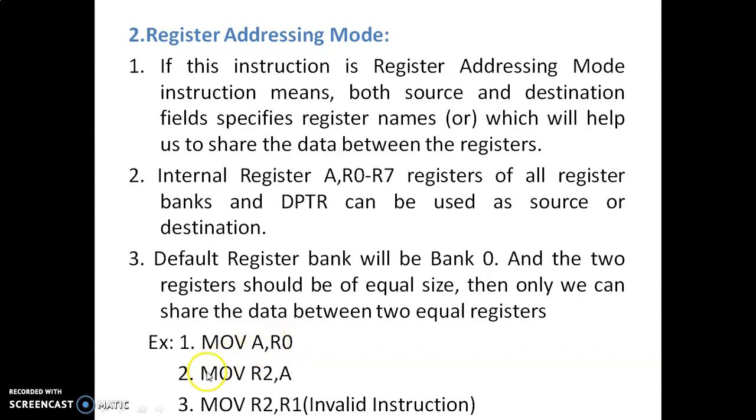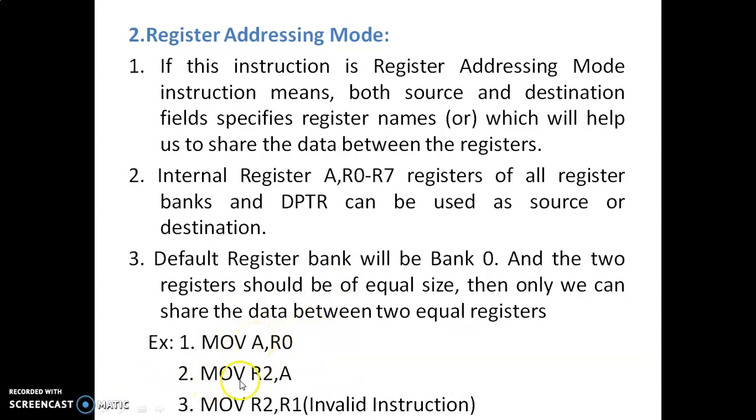If we take the first example, here we have MOV A, R0. Now what happens here? The content which is there in this register R0 will be transferred to register A. This R0 will be from what? The default register bank, that is bank 0. Already we have seen that in 8051 we have 4 register banks: bank 0, bank 1, bank 2, bank 3. Whenever I give R0 here, by default it is going to consider it as bank 0, register 0. So the content whichever is there in this register R0 will be transferred to A register.